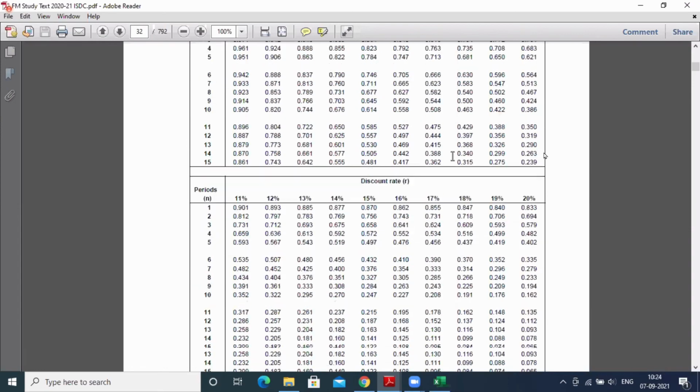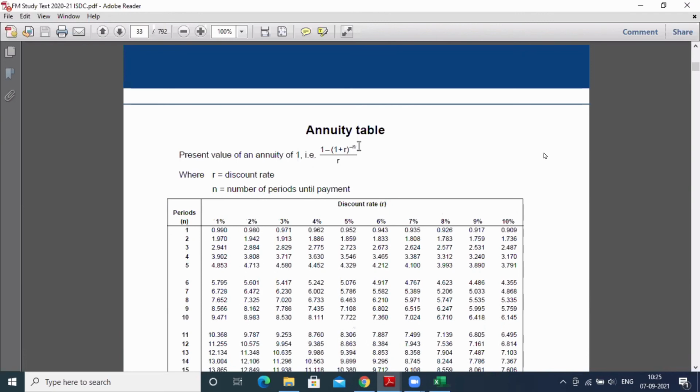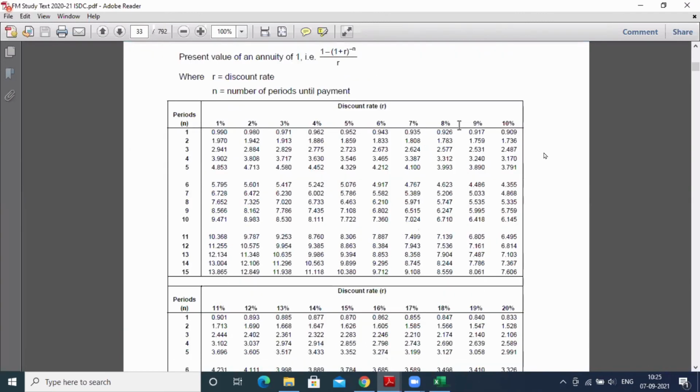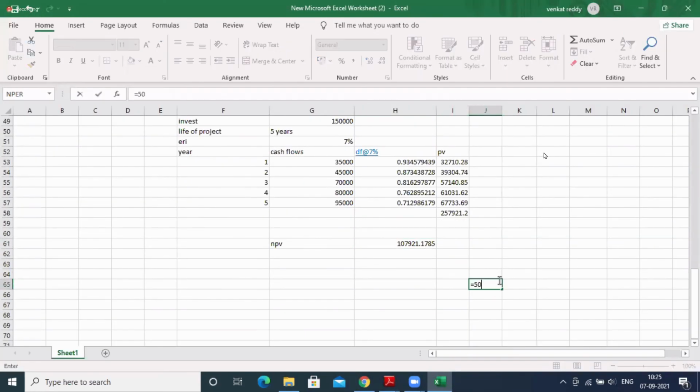In that case, directly you can go to the annuity table. Now here you can see the annuity table. Suppose your discount factor is 8% and the life of the project is 5 years. What is the annuity value for 8%? 3.993. So if you are assuming 50,000 cash flows, 50,000 into 3.993, your present value of cash flow will be 1,99,060.